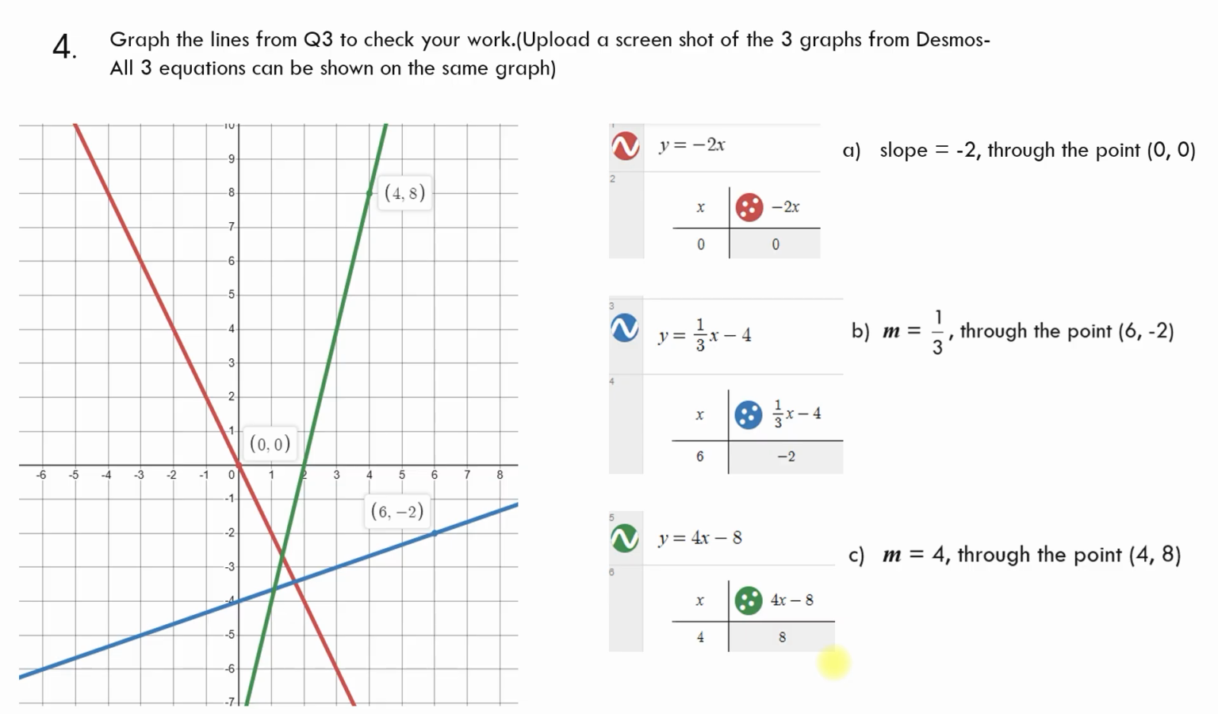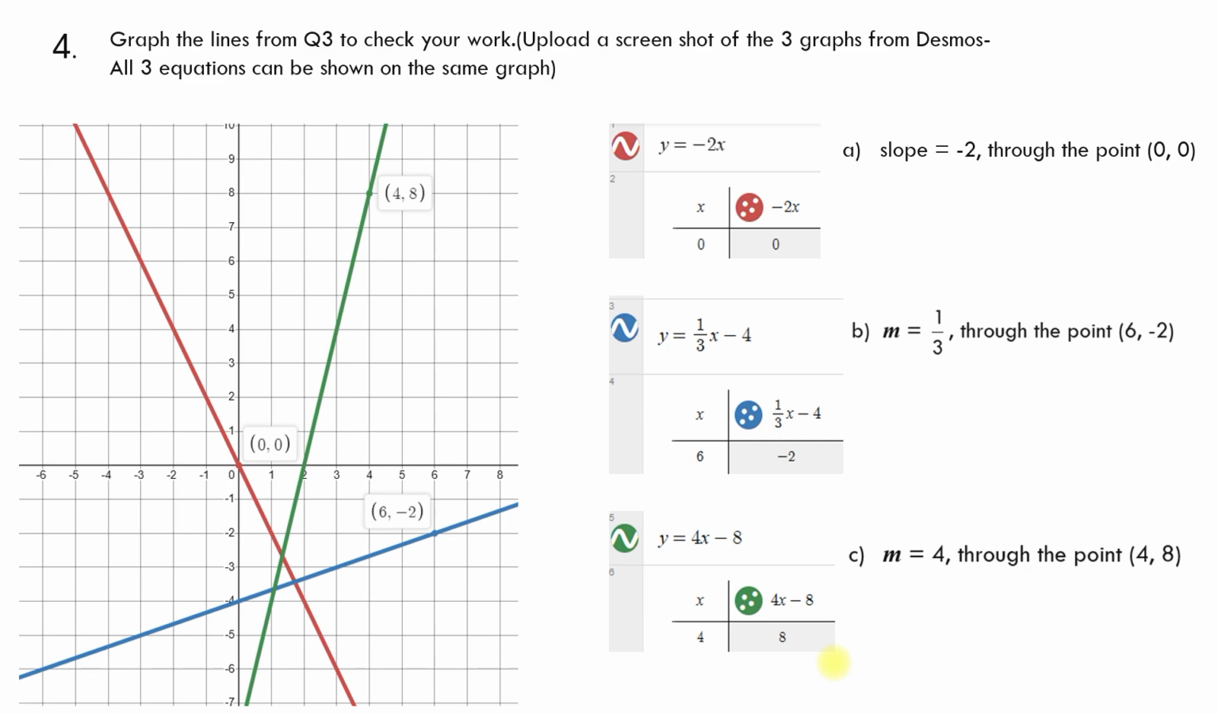Question 4 asks us to graph the lines from question 3 to check our work. And we can use Desmos to make our job a little bit easier. So, question A from part 3, we had an equation of y equals negative 2x. So we graph that using Desmos, and we can see that it passes through the point 0, 0, and it does indeed have a slope of negative 2.